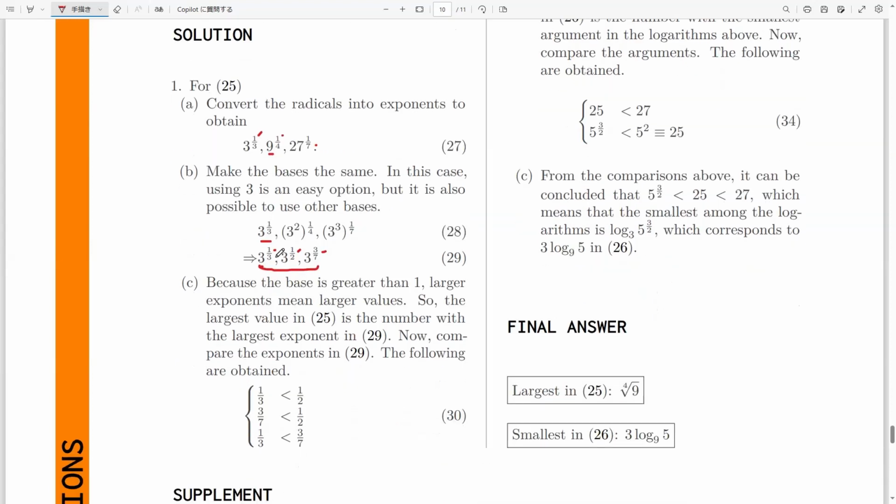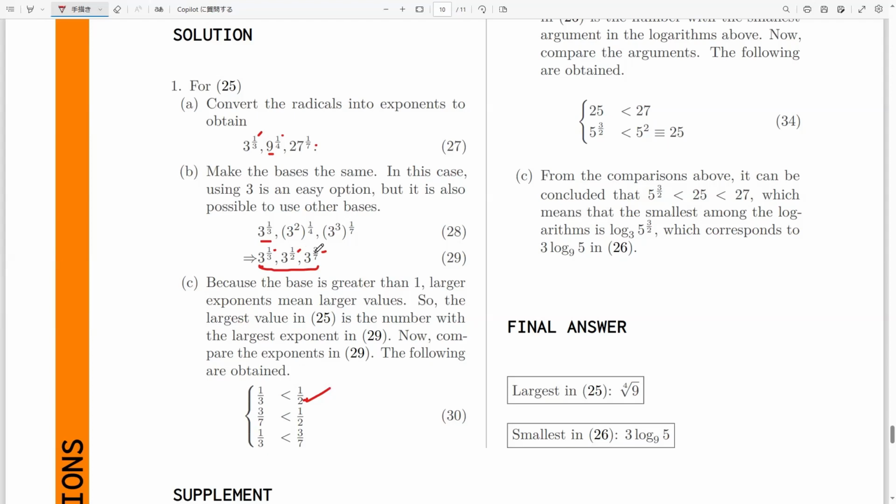So you just have to compare these fractions in the exponent. First, we look at 1/3 and 1/2. Obviously, 1/2 is larger because the numerators are the same and the denominator 2 is less than 3. When the numerators are the same, the number with the smaller denominator is the bigger fraction. And so we can say that 1/2 is larger than 1/3.